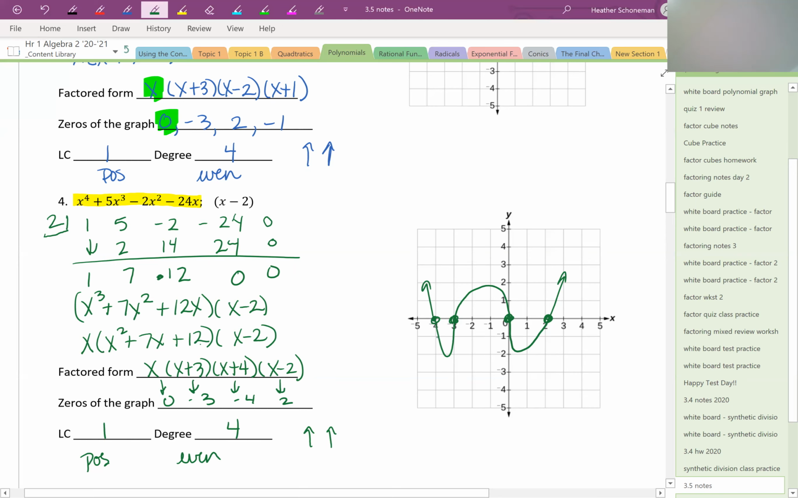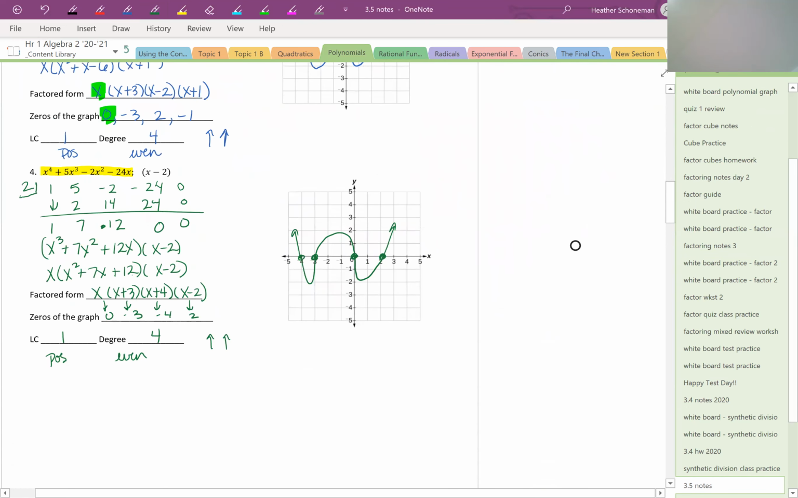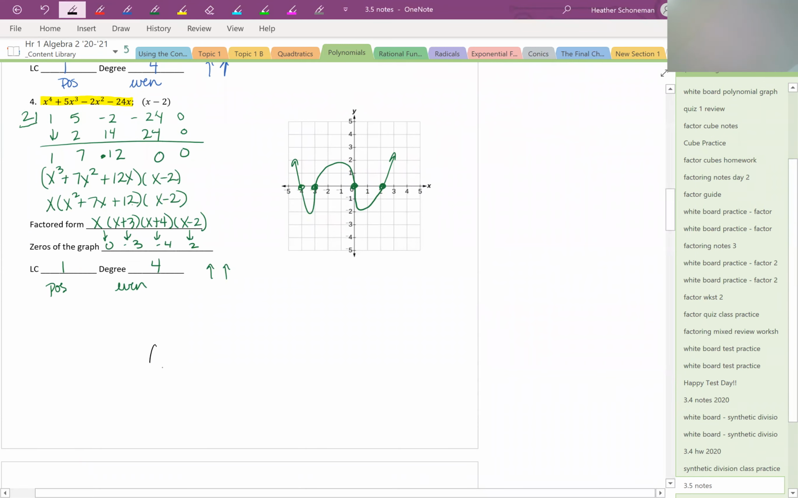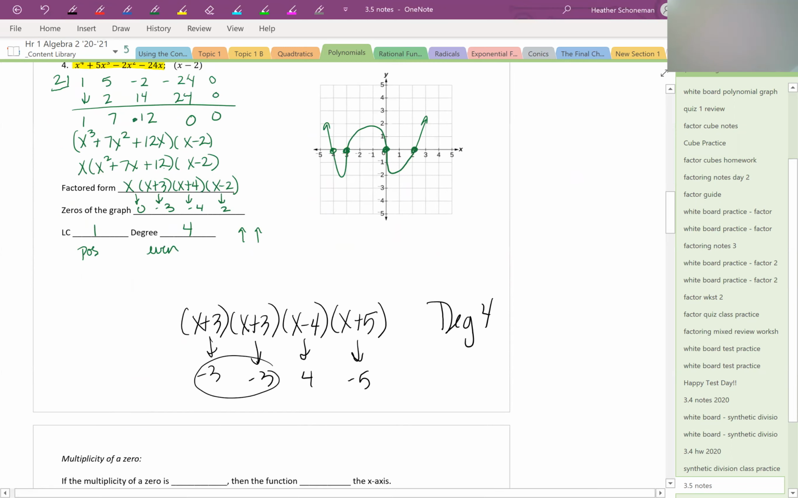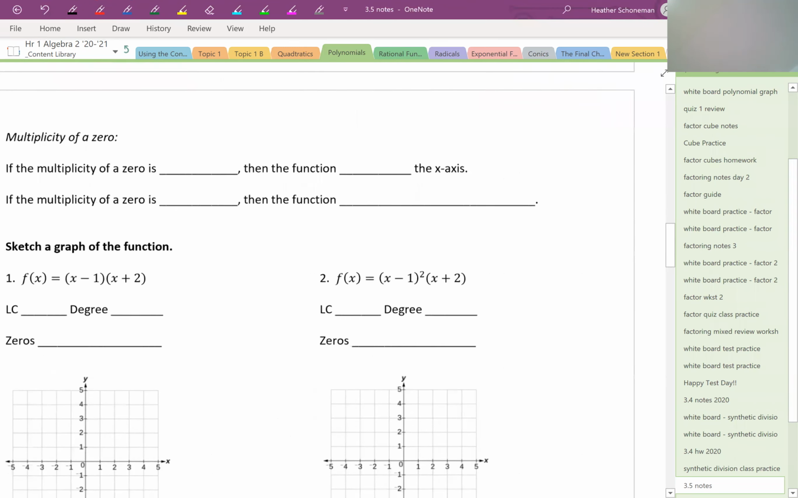But now what's going to happen is some of them are going to be repeated. So for example, you can have x plus 3 times x plus 3 times x minus 4 times x plus 5. This is still a degree of 4 because if I multiply this all back out, I'm going to have x to the fourth something, something, something. But this 0 gets repeated. And when it gets repeated, we're talking about the multiplicity. So how many times it occurs is the multiplicity. And based on the multiplicity, what happens changes.